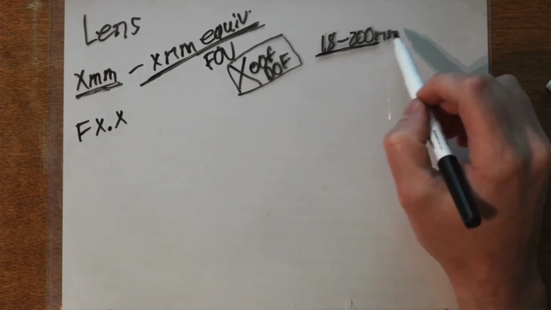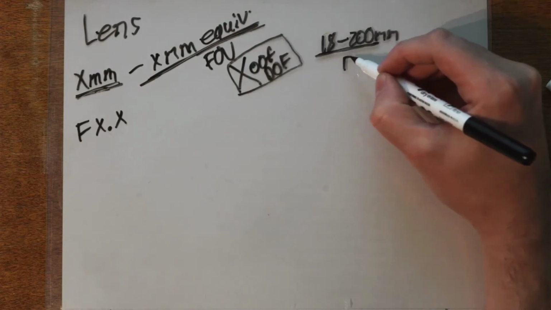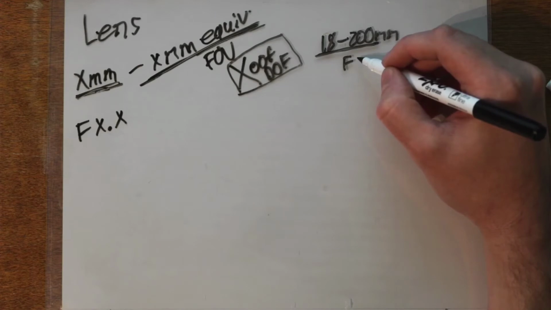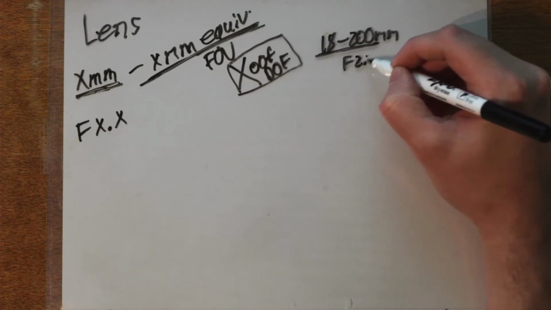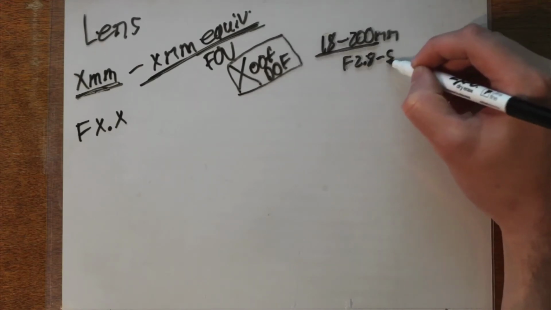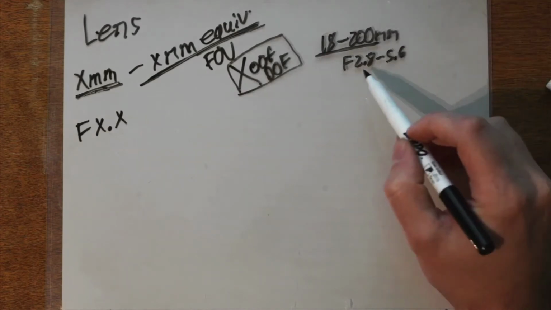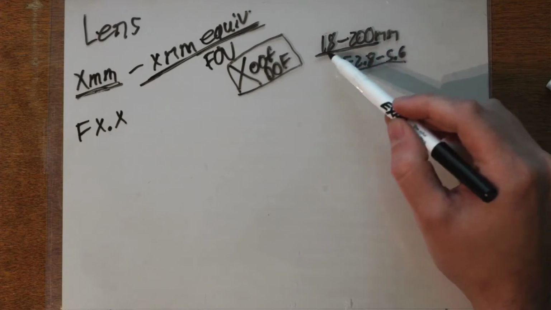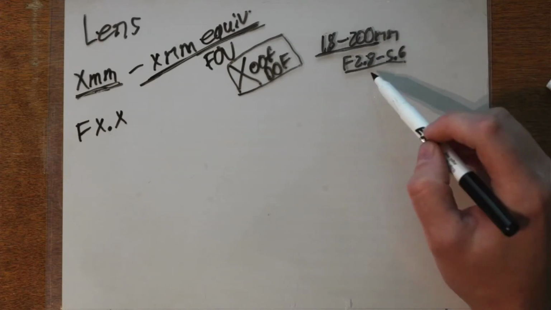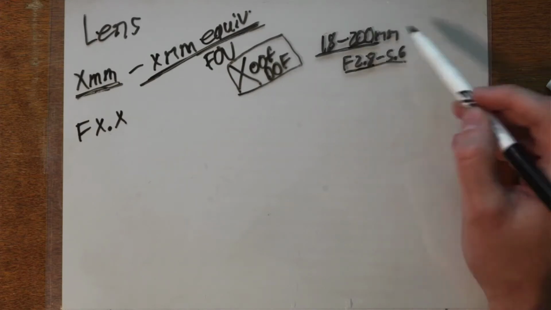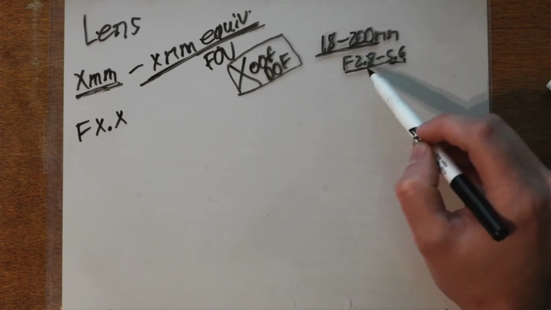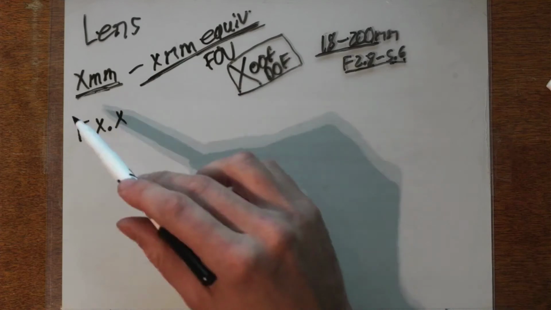When we see lenses like this, we will often see f numbers. Let's say this could be f2.8 to 5.6. This just means that our f-stop is going to change as we go up. So if we're at 18, we can get f2.8. At 200, we can get 5.6, and then everything in between is going to be something in between these. So realize that these are not absolutes.